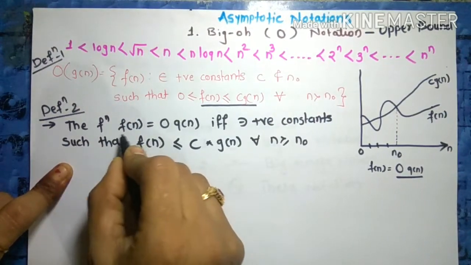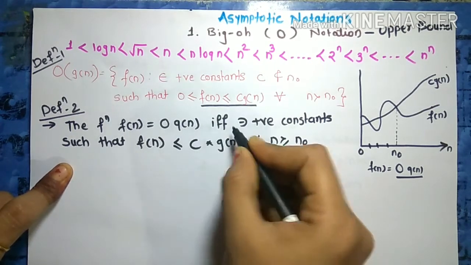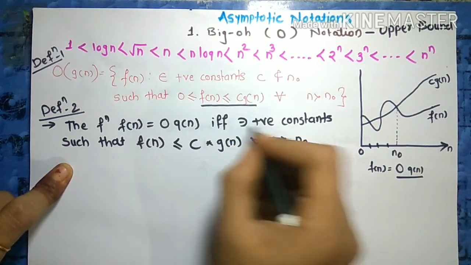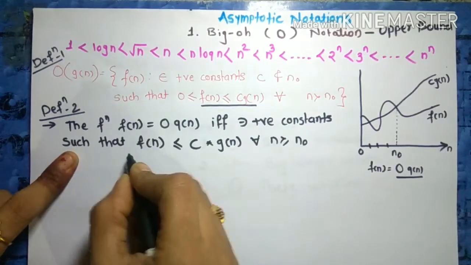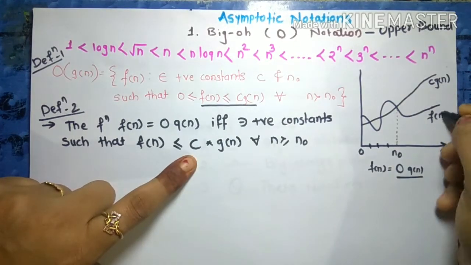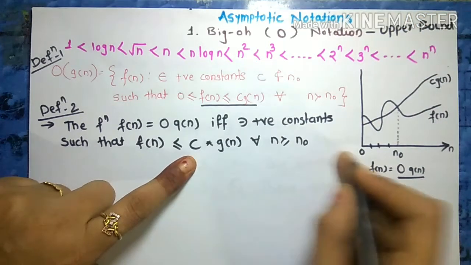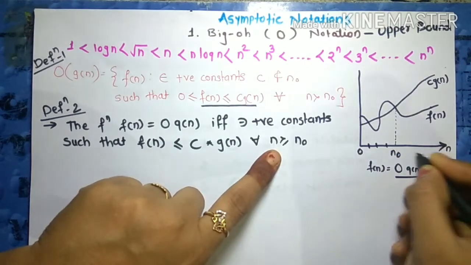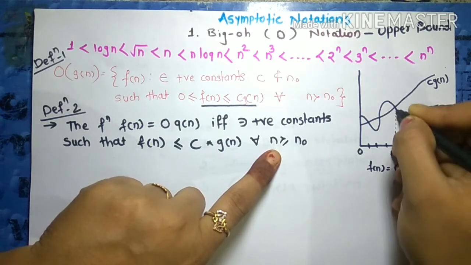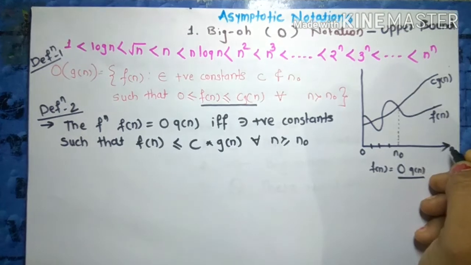The function f of n is equal to big O of g of n if and only if there exist positive constants c and n0 such that f of n should be less than or equal to c times g of n, for all n greater than n0. This one will be the n0 and your n should be greater than n0.